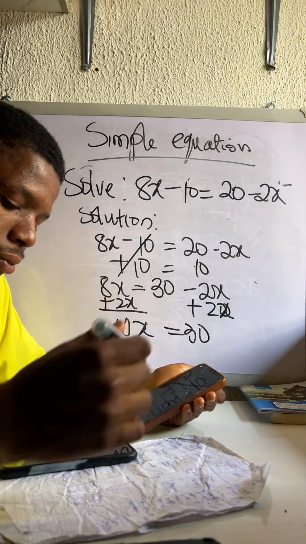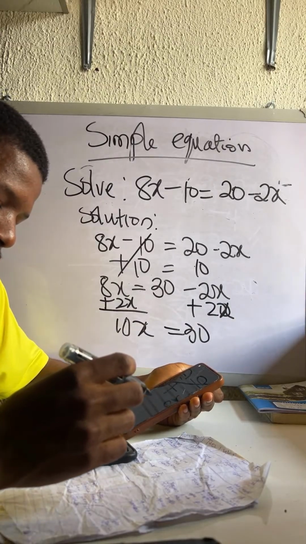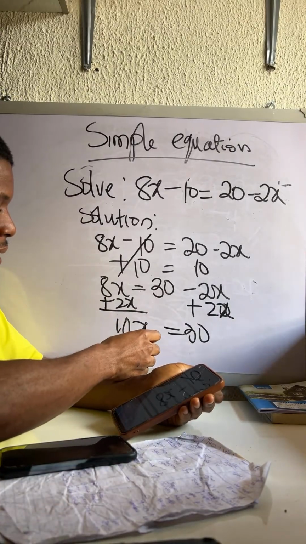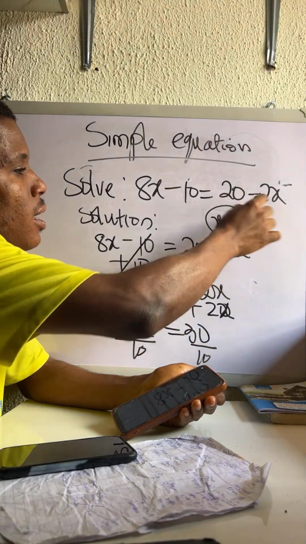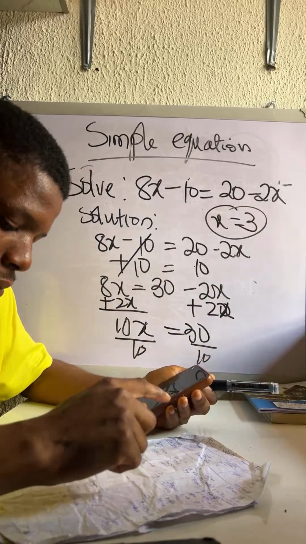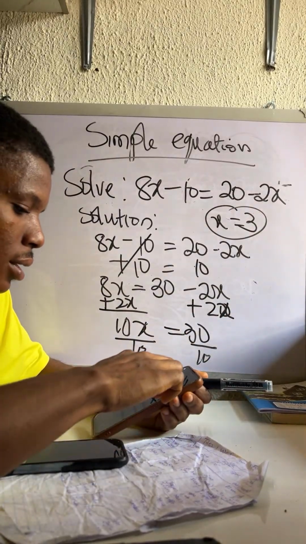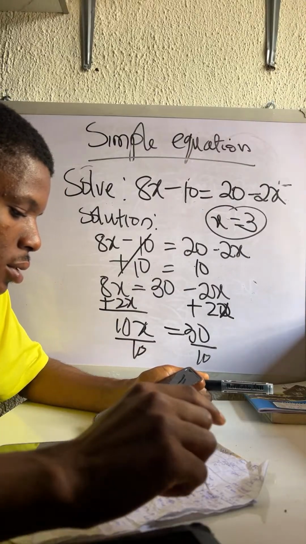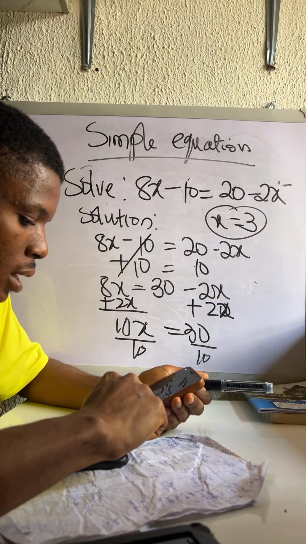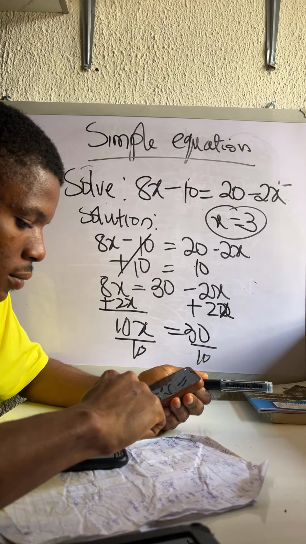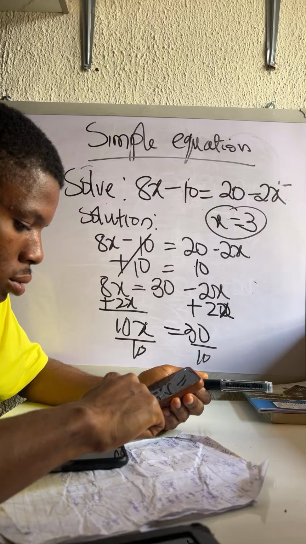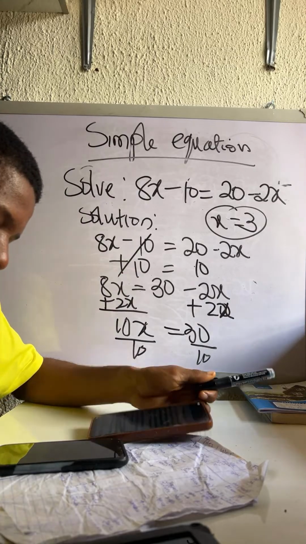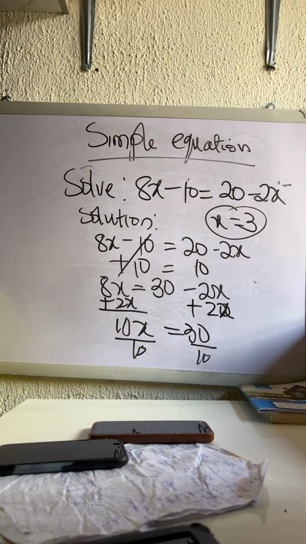Since 10x is equal to 30, we divide by 10 and divide by 10. If you divide by 10, x is just 3. So I want you to write it and let me know. That's the easiest way to solve this problem.